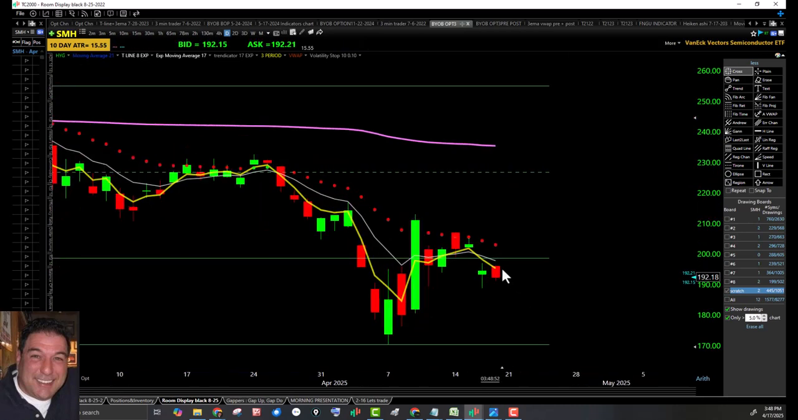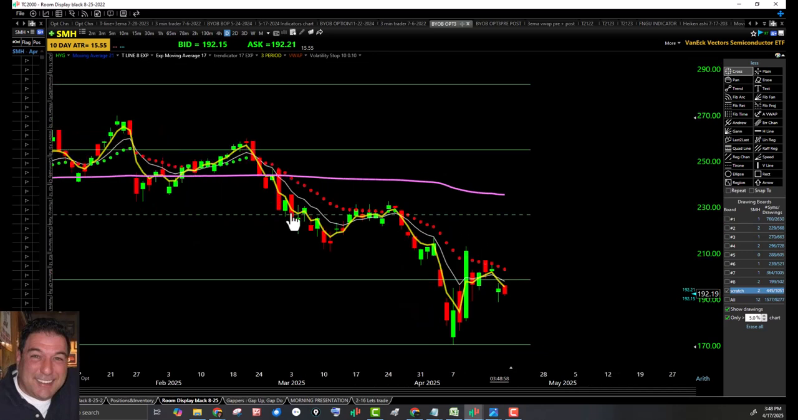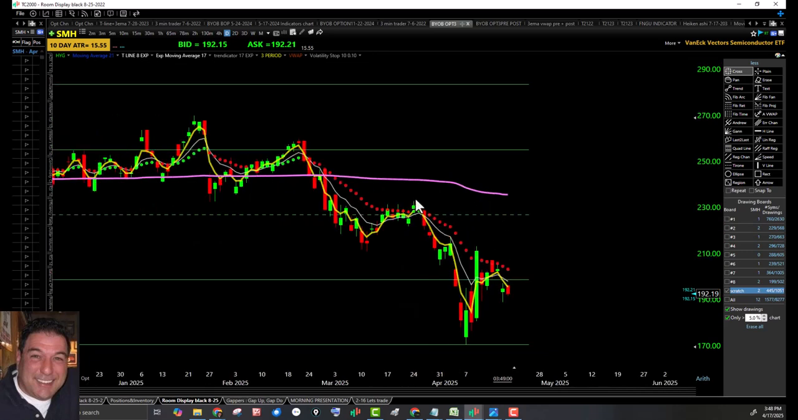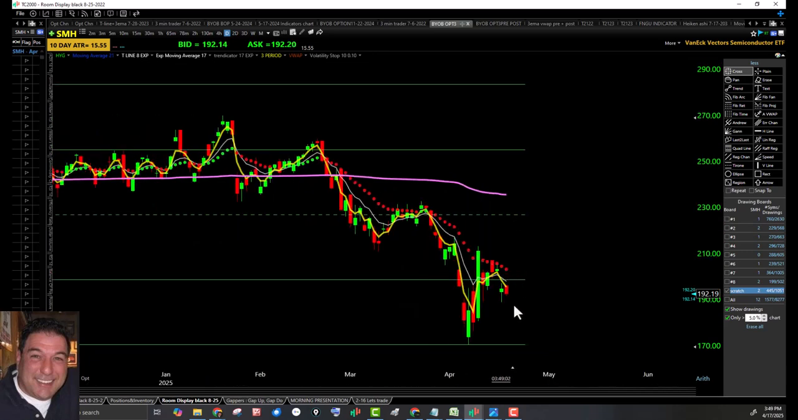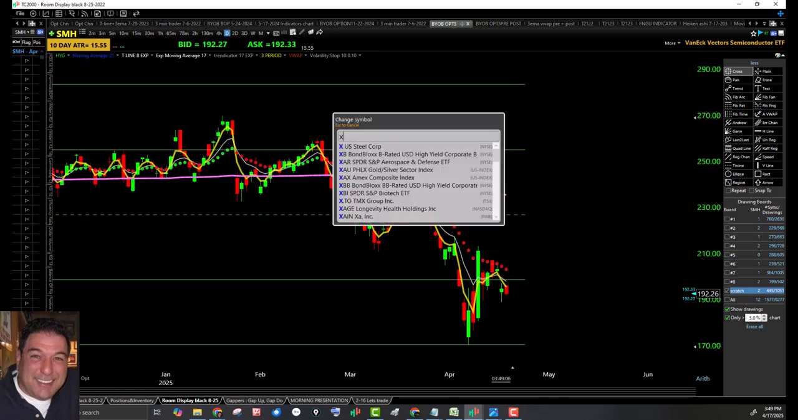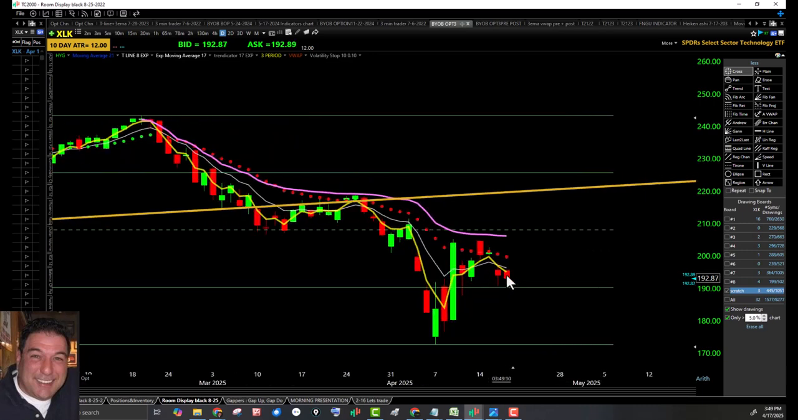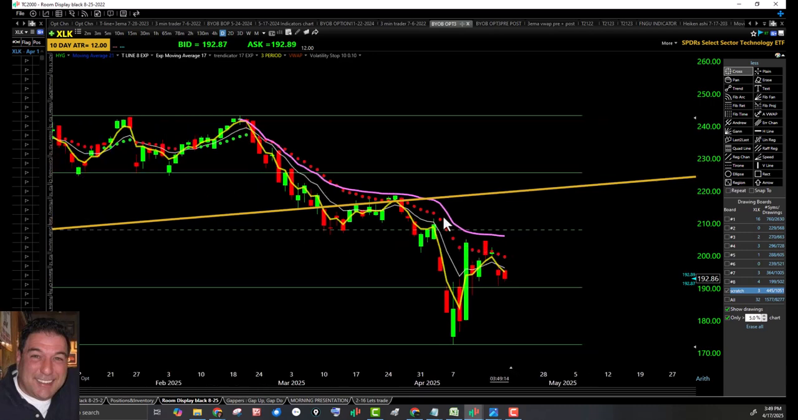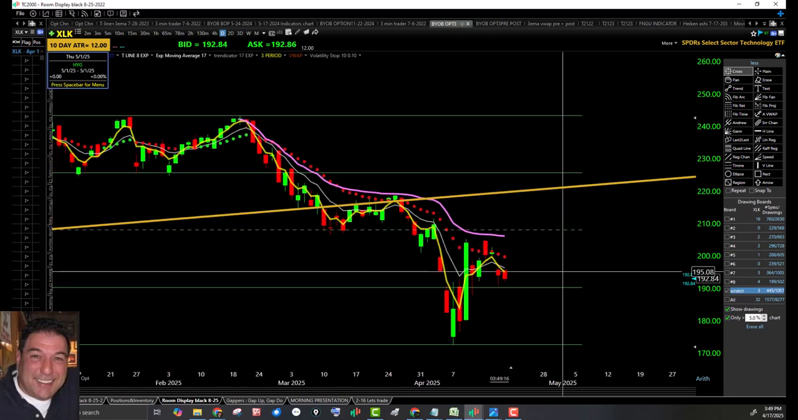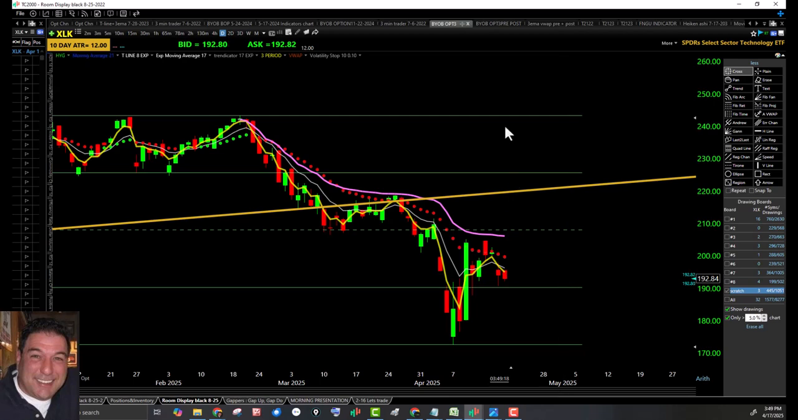Let's take a look at SMH. SMH got an inside day under the trap, under the 17. That's a bearish trap, under the all-time high anchored VWAP, under the falling 17. In quadrant 1, that's bearish. That's SMH. XLK: inside day, under the trap, under the falling 17, under the all-time high anchored VWAP, under the uptrend line, under the midpoint, in the lower third, that's bearish.